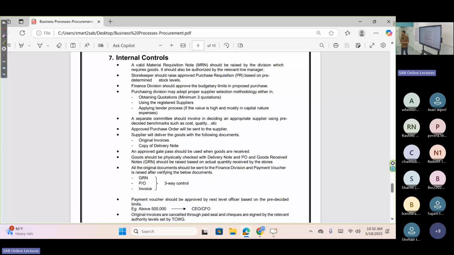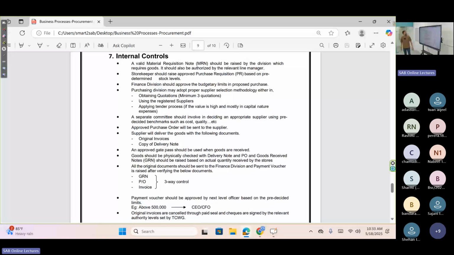In the beginning of the session, I told you their predetermined stock level is 60. Earlier, they had 100. It has come down to 60. Now it is the time to request new stocks. That request must be made by the storekeeper. That is the explanation given here. According to the organization's control or policy, if their stock has come down to 60, then they have to request new stocks. That is called predetermined stock level.